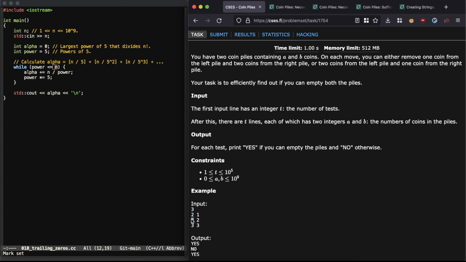We remove 2 from one pile, we remove 1 from the other pile, we are left with 1 coin, and there are no more moves we can do to remove that 1 coin, because we have to remove 2 from one and 1 from another. So no solution for this.